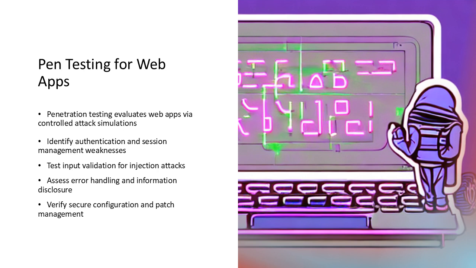5. Secure configuration and patch management. They'll check if your app is properly configured and up to date with the latest patches, like making sure the vault's lock is updated with the latest security features. By running these tests, you can strengthen your web app's defenses and keep it safe from potential threats.